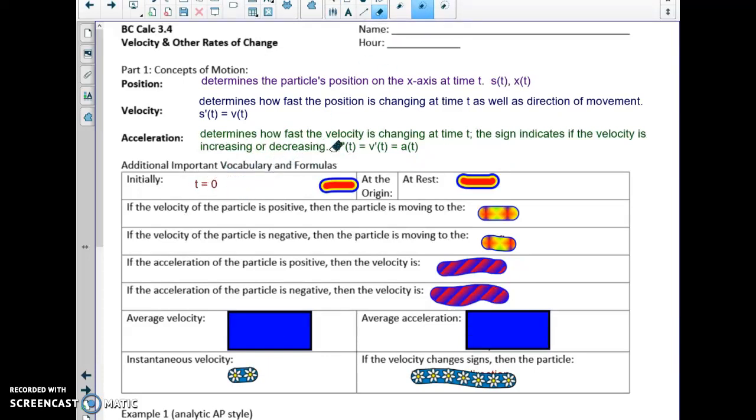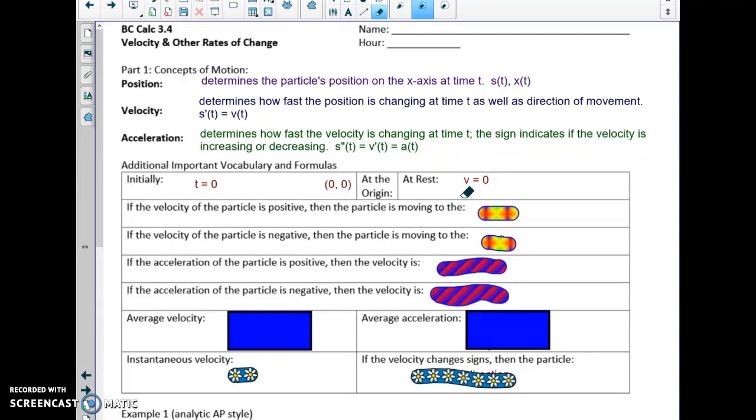All right, we have some additional vocabulary pieces we need to go over. The word initially just literally means time equals 0. At the origin, sorry, it's in the wrong spot there, is literally the point 0, 0. And at rest would be when the velocity is 0.